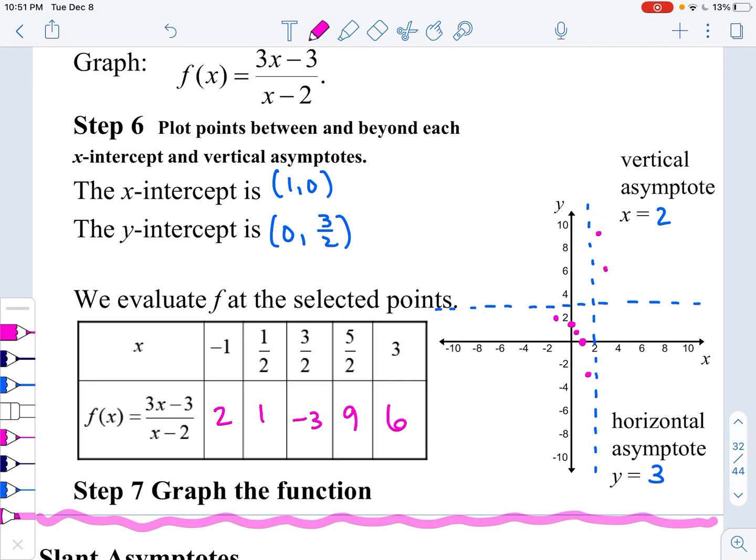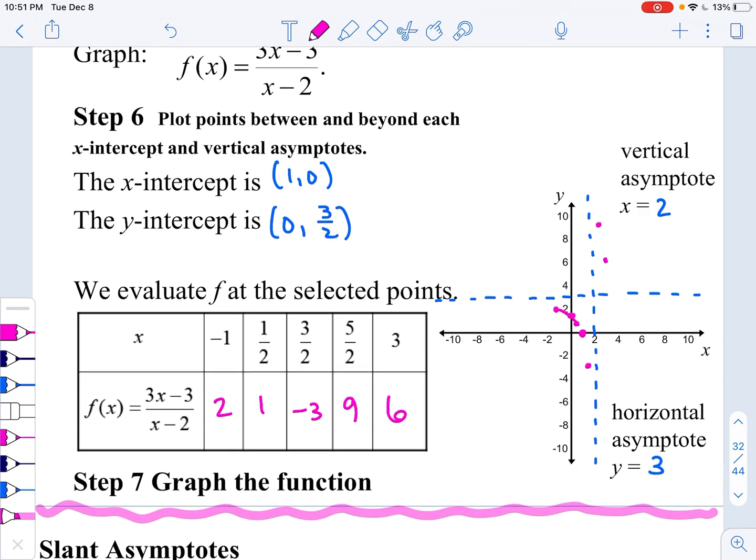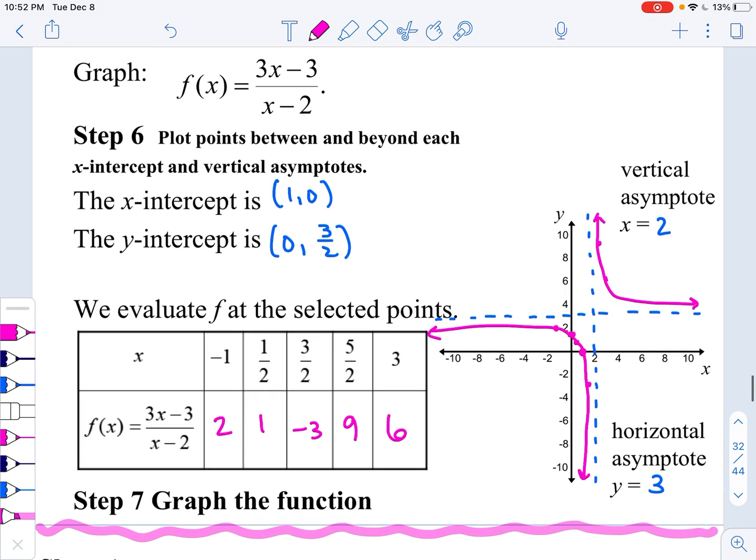You see how that behavior is starting to occur? It's obviously clear on the left-hand side what that's doing, and we can see that the other points fall into the same idea of what we would expect to happen. So that's going through and graphing, following your 7 steps, because step 7 is to graph the function.